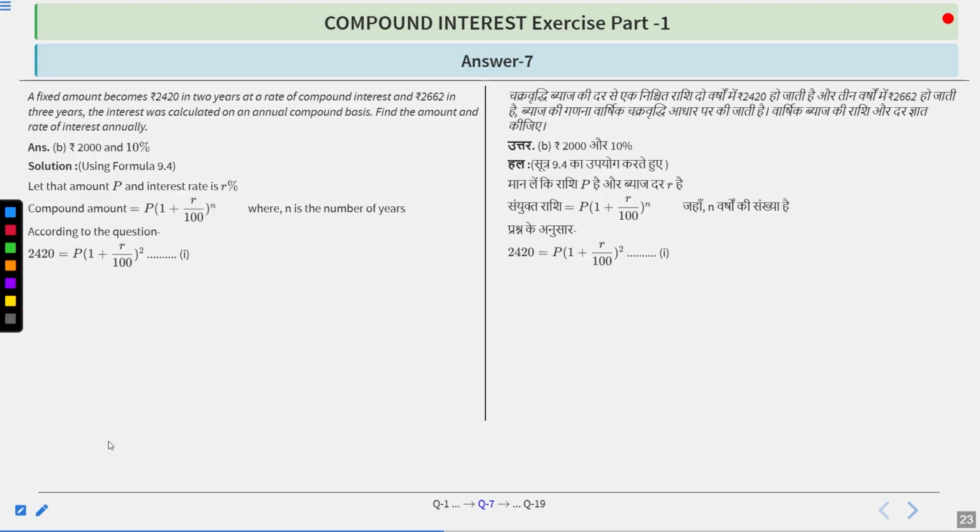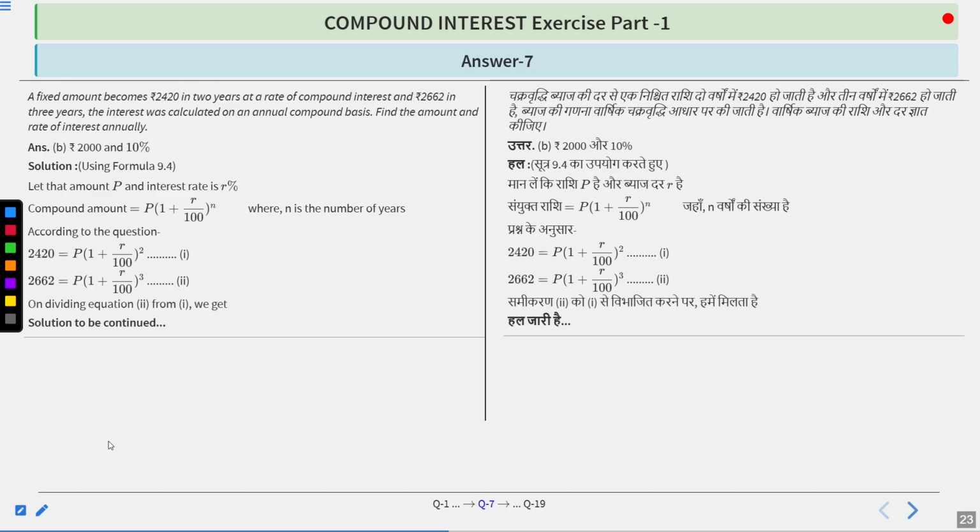So according to the question, 2420 should be equal to principal into 1 plus R upon 100 whole square, because time was 2 years. That becomes our equation 1. Then we have 2662 equal to P into 1 plus R upon 100 whole cube, when the amount was for 3 years. So we have written power 3. That is our equation 2.